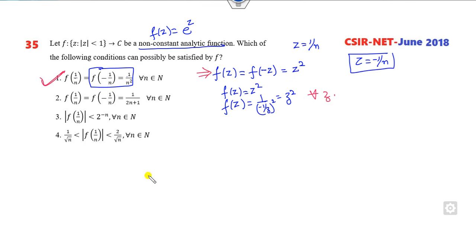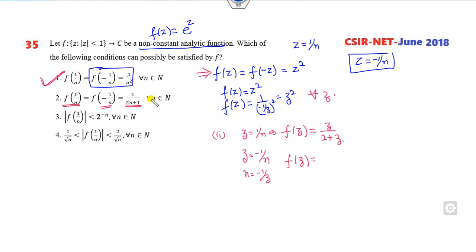So this is my correct option. Look at the second option. If I take z as 1 by n for the first case, this is my f of z, which will be z over 2 plus z. Fine. If I take z as minus 1 by n, then n will be minus 1 over z. So what is my f of z?